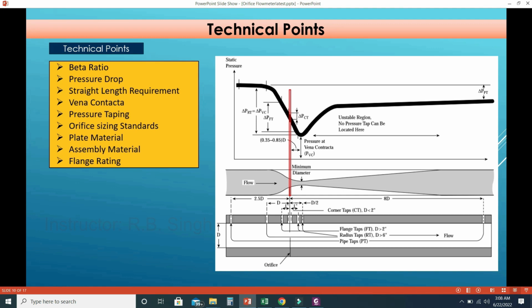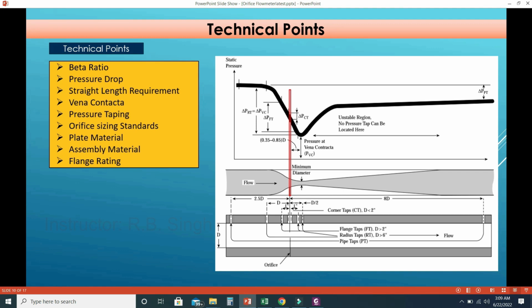And vice versa, we cannot increase the beta ratio too high, because then the differential pressure will be small. If the differential pressure is too small, the transmitter might not be able to measure it, because transmitters also have some limitation in measuring minimum differential. So we cannot exceed the beta ratio, and we also cannot reduce it too much. So we have to consider the beta ratio within these ranges.